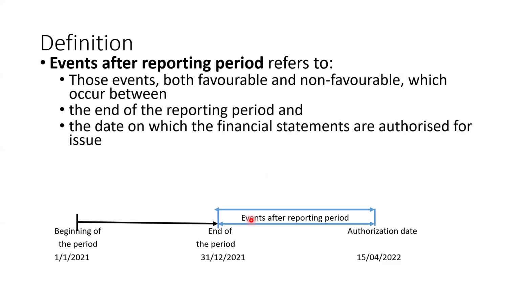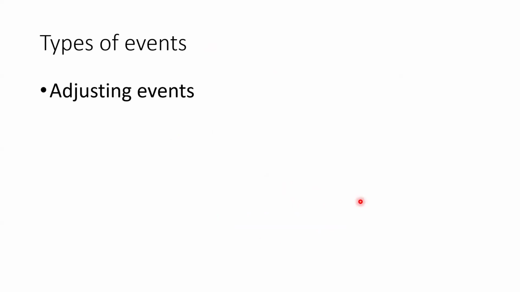So, events after the reporting period. We have two types of events after the reporting period. What are those two types? We have the adjusting events and non-adjusting events.